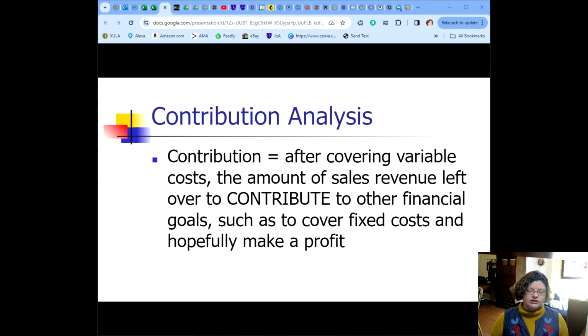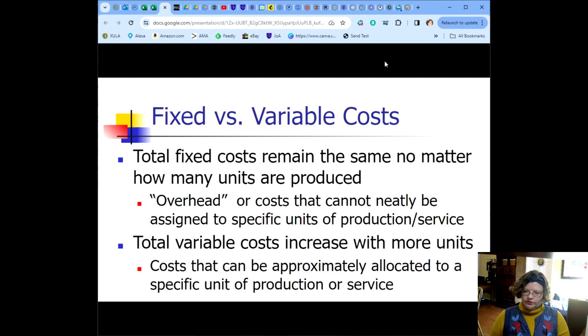We use it a lot of ways. Basically, you have to understand the difference between fixed and variable costs to make use of contribution analysis. So total fixed costs remain the same no matter how many units are produced. We call it fixed when it's not tied specifically to one unit, whether you're producing or selling. They're kind of overhead costs, or big picture costs, costs that are really shared by all of the units in production. Total variable costs, on the other hand, increase dramatically and in direct proportion to the number of units you're producing or selling.